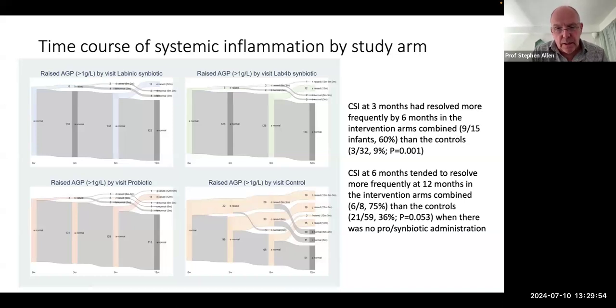Having said that, if we then look at 6 months to 12 months, that was also more or less true, although borderline statistical significance, that the intervention arms with inflammation at 6 months tended to resolve more than the control arms, even though we weren't giving the intervention. So that suggests that if you get a healthy gut and obviously a healthy immune system in the first 6 months, that has a carryover effect that can help to resolve inflammation even when it occurs. So two possible different outcomes from these sort of Sankey plots.